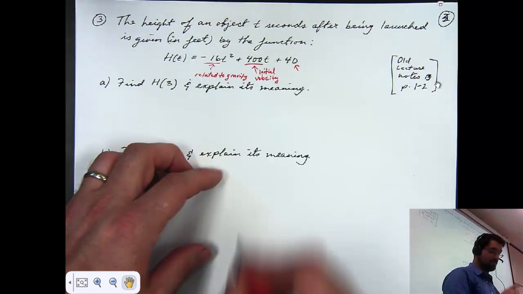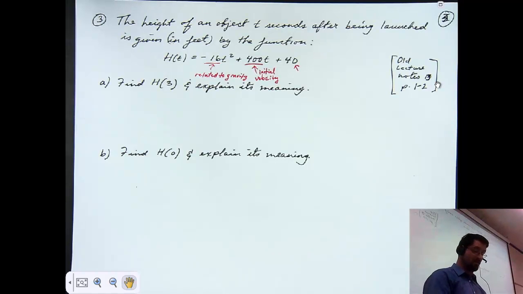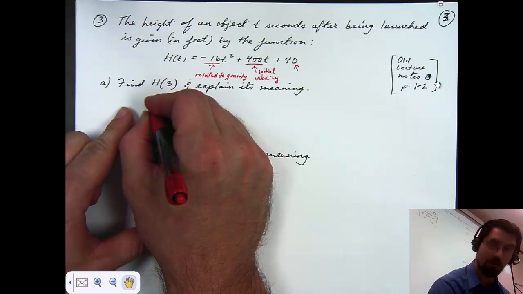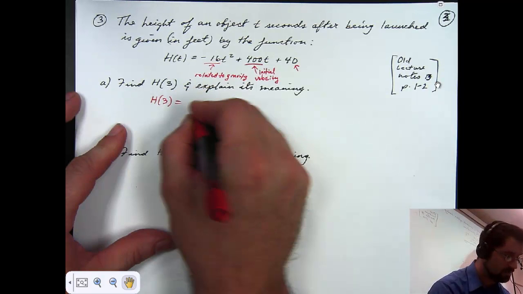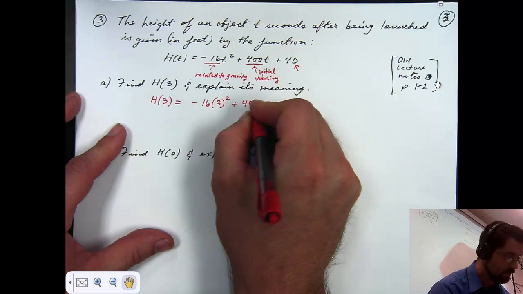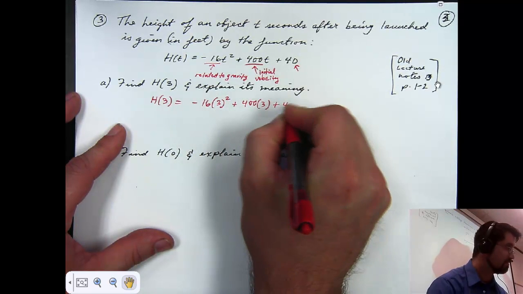All right, now this, I'm not going to tell you what that is. I'm going to save that because you're going to discover it later on. But let's find h of 3. h of 3 will be negative 16 times 3 squared plus 400 times 3 plus 40.